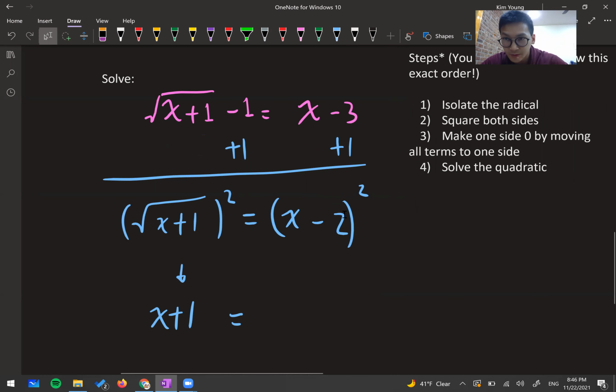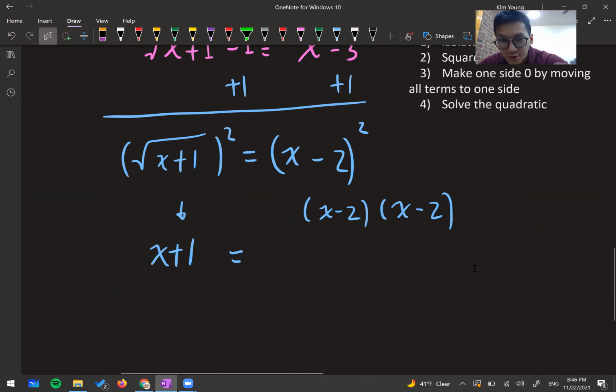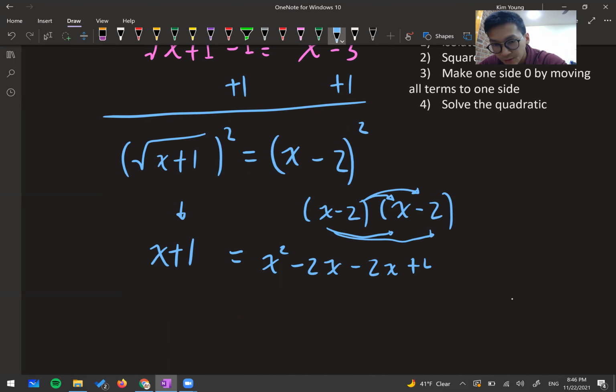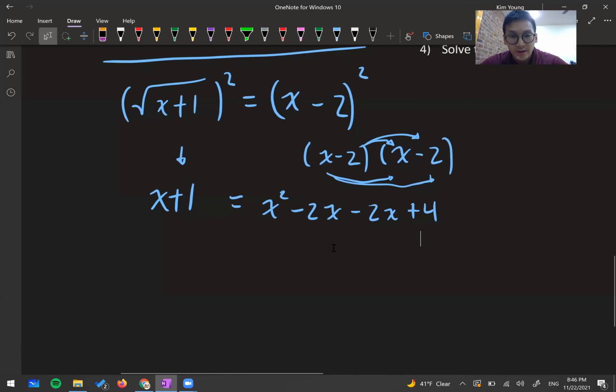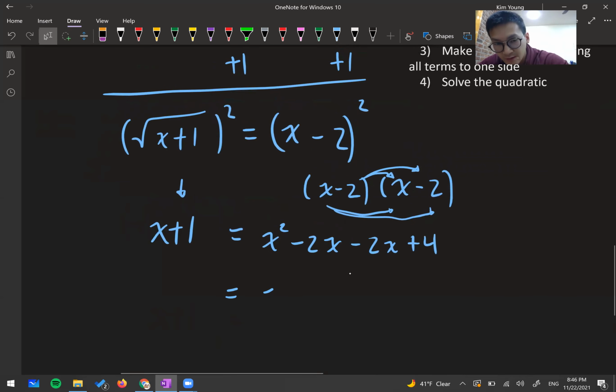And here, when you're squaring this, it's going to be a review of FOIL. This is a perfect square. This is a shorthand for this. So now you just use FOIL. It's the distributive property. Cool. So when you distribute the first, outer, inner, last terms, you're going to get x squared minus 2x minus 2x plus 4. And then we can simplify the right side. So it's x squared minus 4x plus 4 is equal to x plus 1.